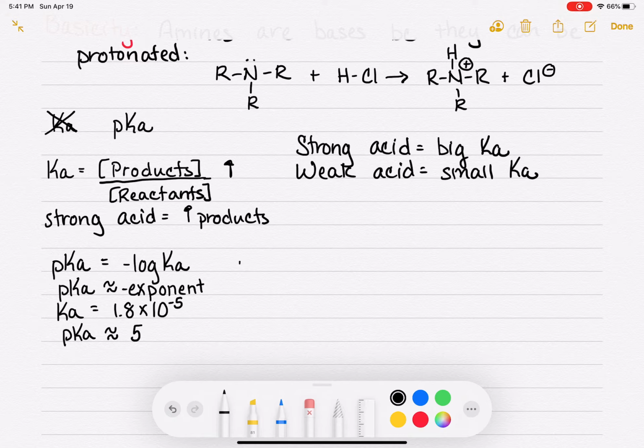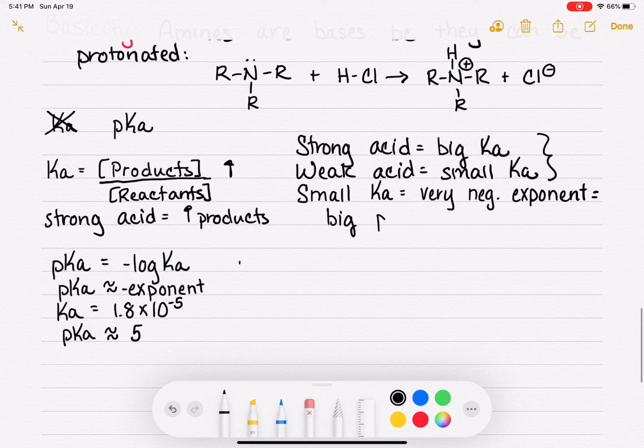So if we have a small Ka, going back up to this stuff right here, that means it is going to have a very negative exponent. And this is going to give it a big or high pKa. A very negative exponent, like a negative 20, is going to turn into a pKa of like 20. Negative 50 is going to turn into a pKa of like 50. So the smaller the Ka is, the bigger the pKa is. So we've got that relationship.